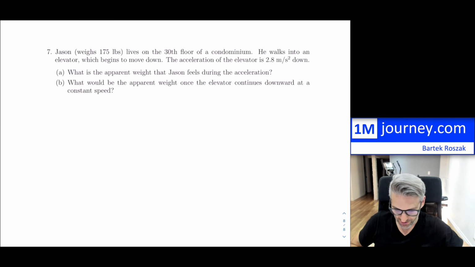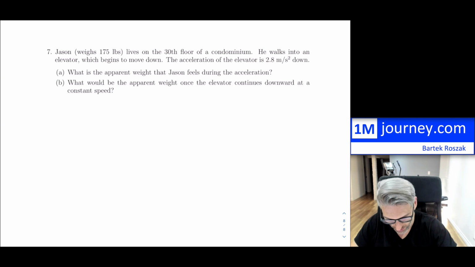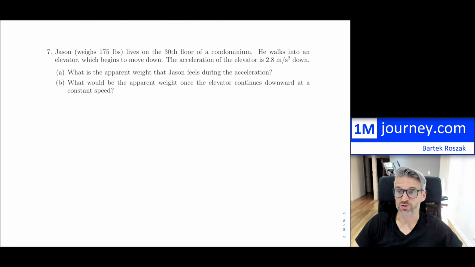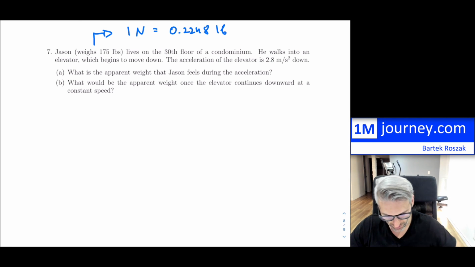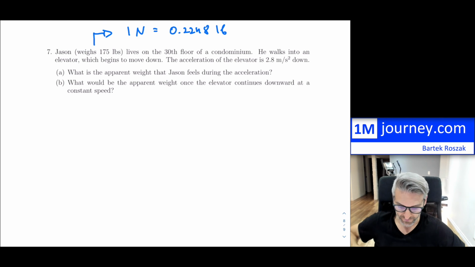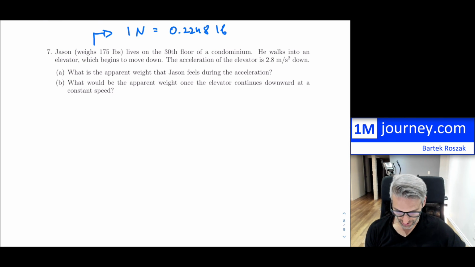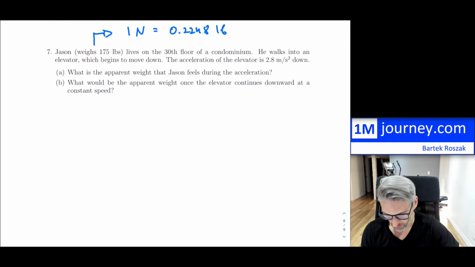Here's the last question. Let's take a look at this one and see what this is all about. So Jason, they give us a weight, which is 175. Right away, please don't forget that 1 Newton is 0.2248 pounds. So we have that in between them. So that's Jason's weight.